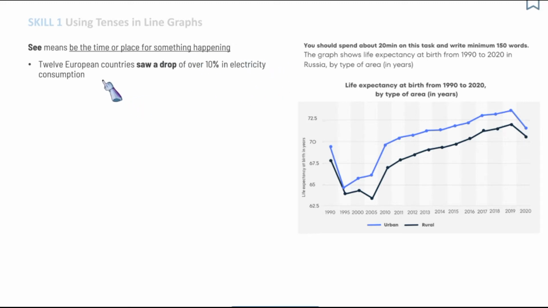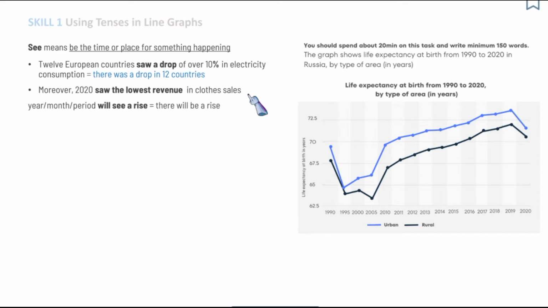12 European countries saw a drop of over 10% in electricity consumption. So the meaning is there was a drop in 12 countries. And I want to show you another example. Moreover, 2020 saw the lowest revenue in clothes sales. So how can you use this word in your reports?